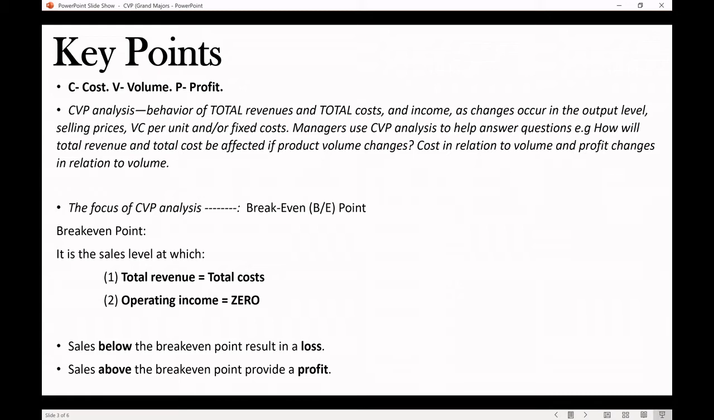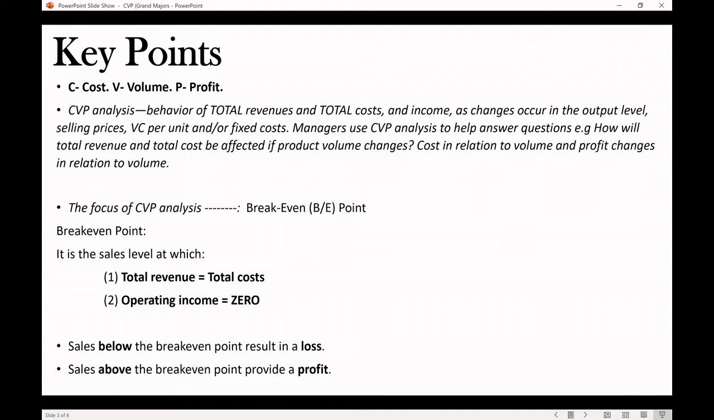So CVP analysis, cost volume profit analysis, speaks to the behavior of total revenue, total cost and income as changes occur in the output level, selling price, variable cost per unit, and/or fixed cost. So it looks at the behavior of all these variables, revenue, cost, income, as changes occur in the output level, the selling price, and your variable cost per unit and/or your fixed cost.